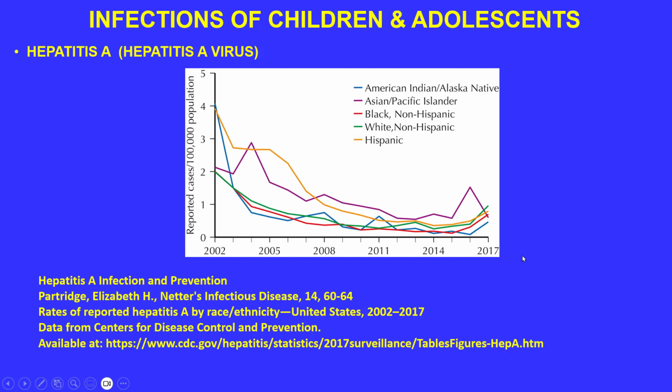If you see here, the reported cases per 1,000 population since 2002, we've seen a marked decrease in all groups, okay? Even the Asian Pacific Islander. There've been a few hiccups, but basically we have reported a great reduction. And part of that is because of the reduction of contaminated sources of food and water, as well as the use of the vaccines.